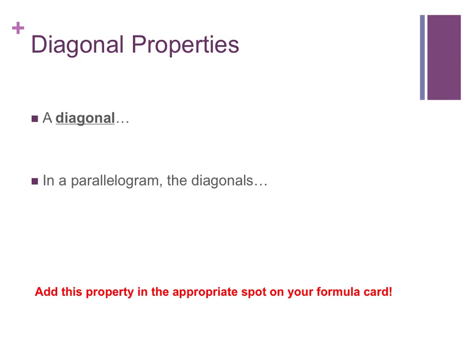Okay, diagonal properties. Again, this needs to go on your property card. There is a column specifically for diagonal properties. So first thing, a diagonal connects non-adjacent vertices.